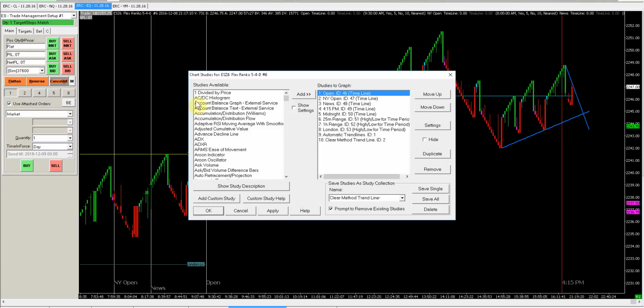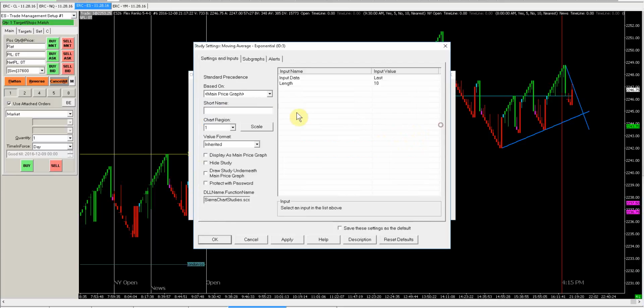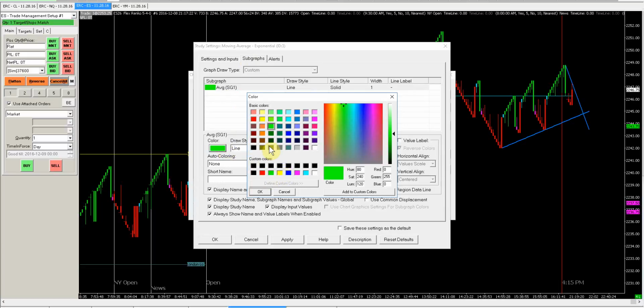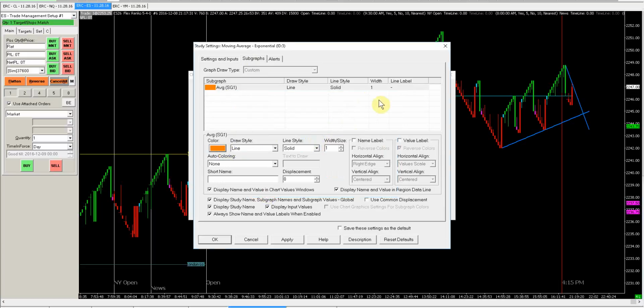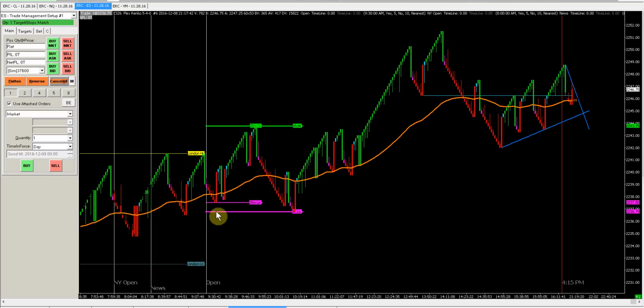So I will put one on here. Come down here and say moving average, exponential. I want to add this guy. So I'm going to set this up for 89 EMA, and I want to color it. I'll color it here. I'll say 89 EMA. I want to put a name label on it, and set it up on the right hand side of the screen. Okay. So, poof. All of a sudden, now the market's starting to make a little bit more sense.